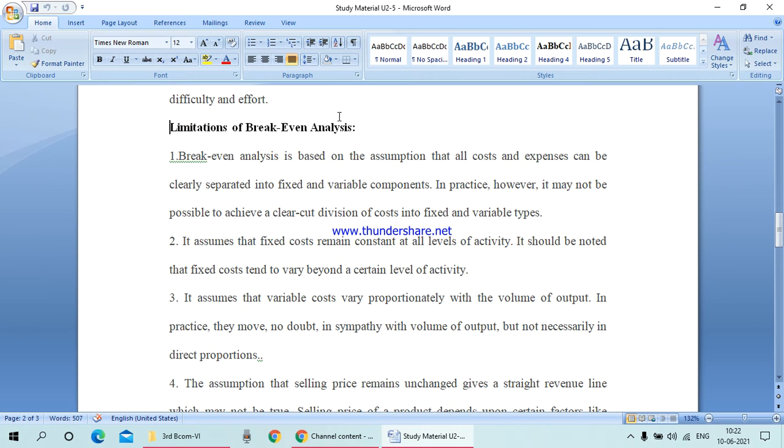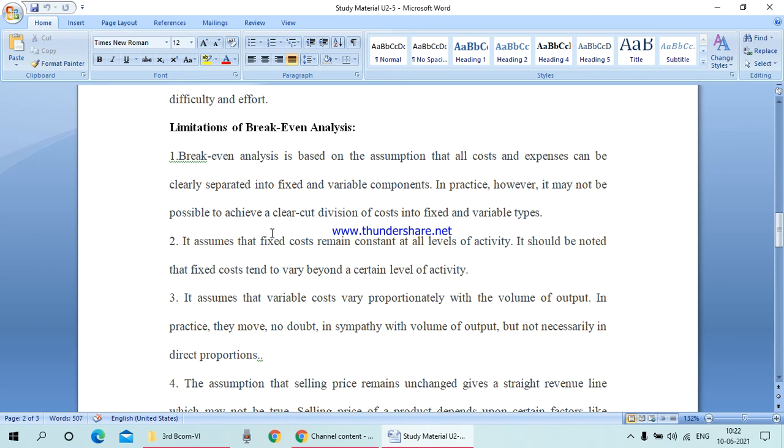The next part is limitations of break-even analysis. First, break-even analysis is based on the assumption that all costs and expenses can be clearly separated into fixed and variable components. In practice, however, it may not be possible to achieve a clear-cut division of costs into fixed and variable types. So we know that under break-even analysis, costs are divided into two categories: one is fixed cost and another is variable cost.